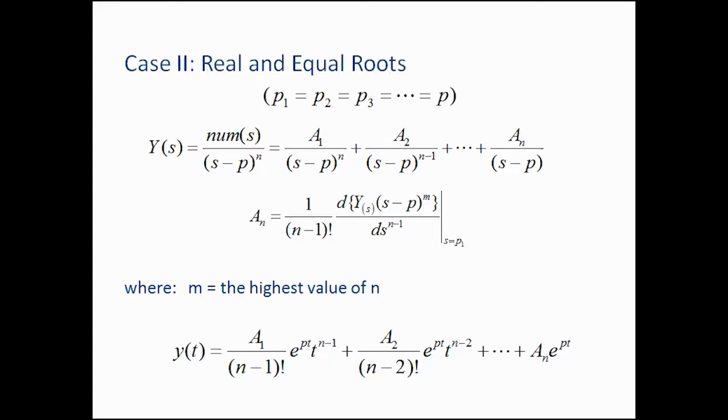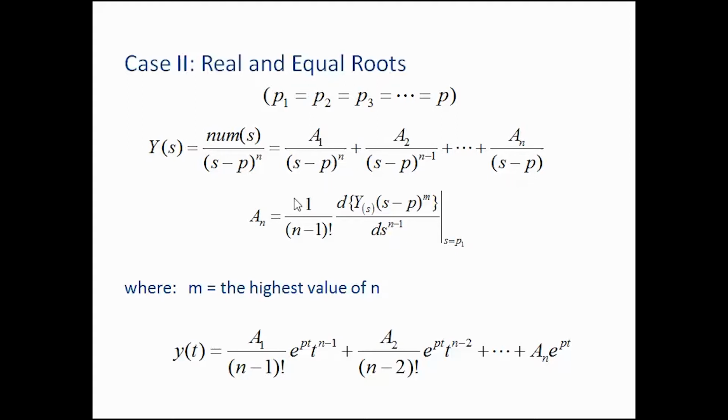If the factors of our denominator result in roots that are real and equal, it falls under case number 2. So that gives us the general form for the expansion given by the expression a sub 1 over quantity s minus p raised to n, plus a sub 2 over quantity s minus p raised to n minus 1, and so on up to a sub n over quantity s minus p.